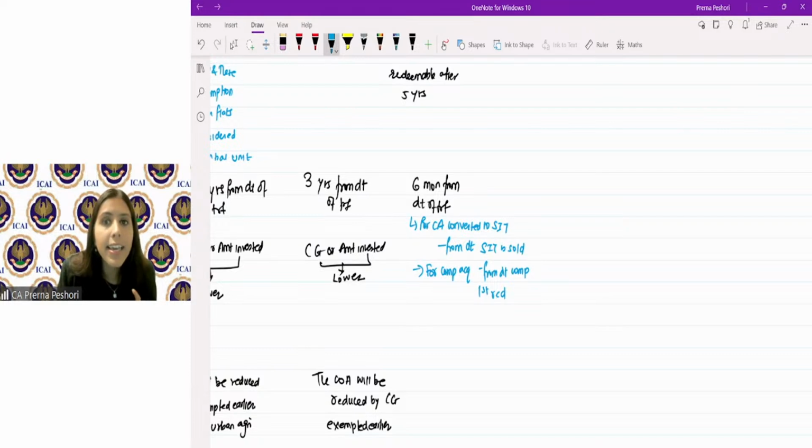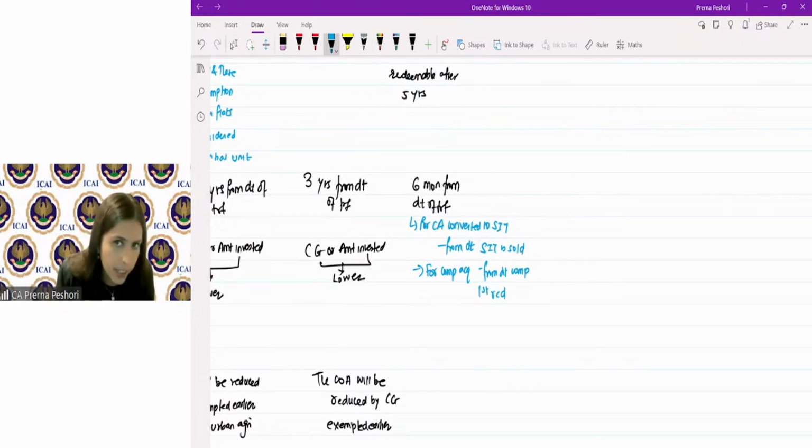Similarly, let's say, for example, when I'm trying to claim the 54EC, whether 54EC is going to be available to me in the case of liquidation. So let's take an example over here. Let's say I have liquidated the company. Okay. Now what happens is, on the liquidation, the shareholders will get the capital asset. Right?